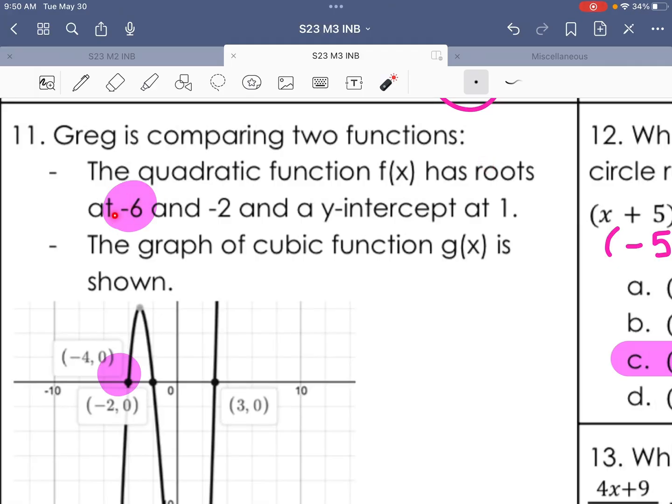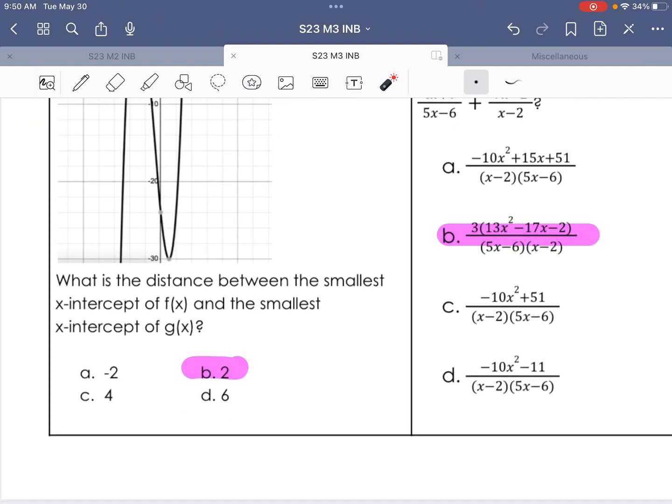So our smallest root is -6. And if we look here, our smallest root is going to be at -4. So the distance between -6 and -4 is 2. And you might have said answer choice A, which is -2. But remember, we're measuring the distance, and distance can never be negative. That's why it's answer choice B.